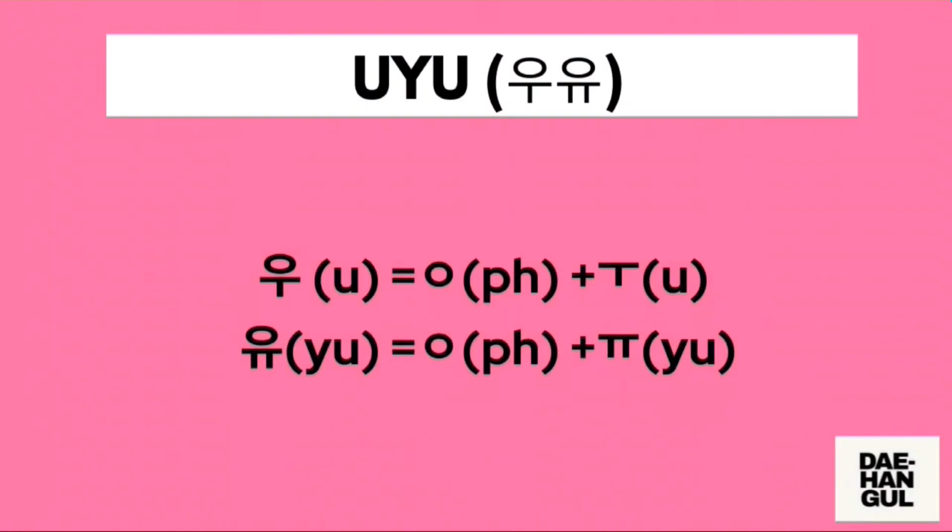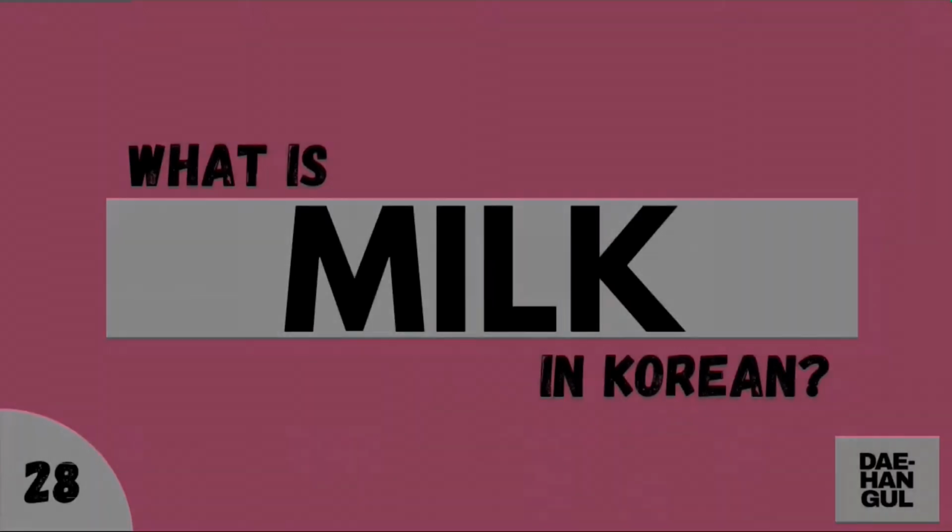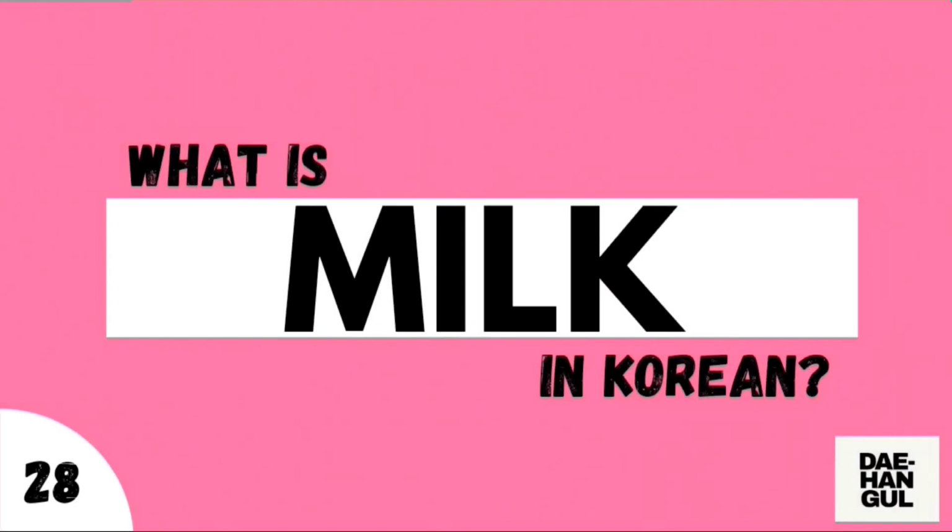How do we write uyu in Hangul? Let's start with the first syllable u. First, we need to draw a no sound or a placeholder ieung followed by the u character. And then for the second syllable yu, we need to draw first another ieung or a placeholder character followed by the yu character. Then we just have to combine the Hangul for each of these two syllables to form the Hangul of the word uyu. And with that, you already know what is milk in Korean.